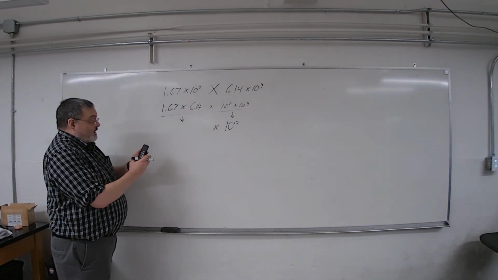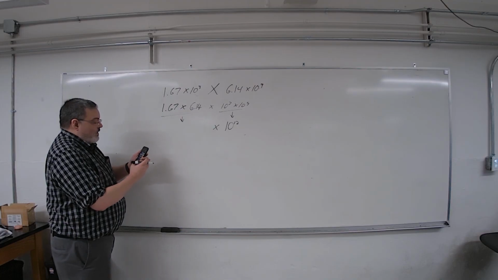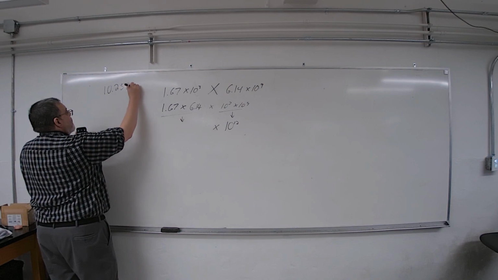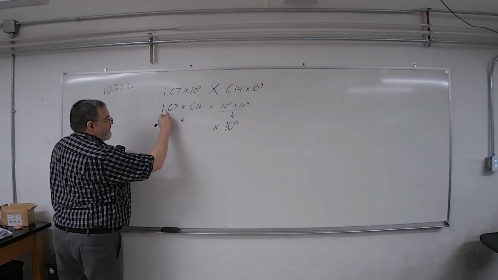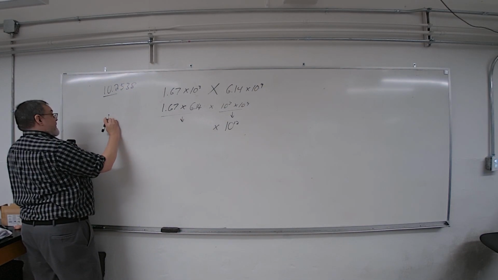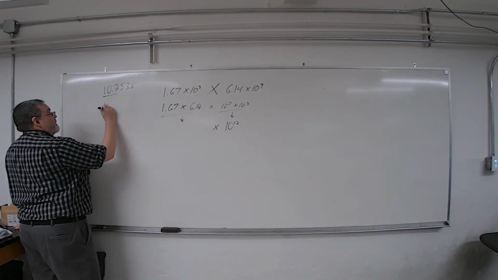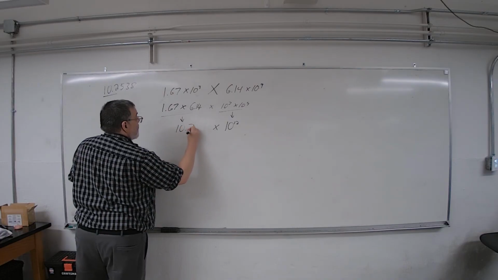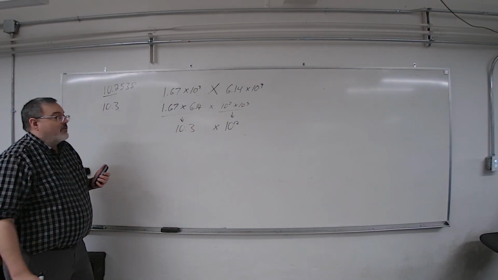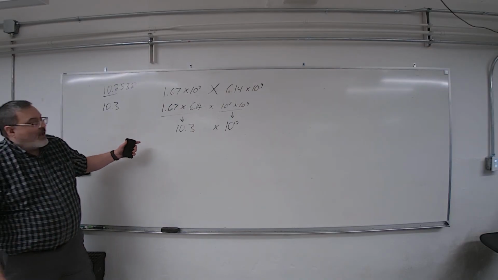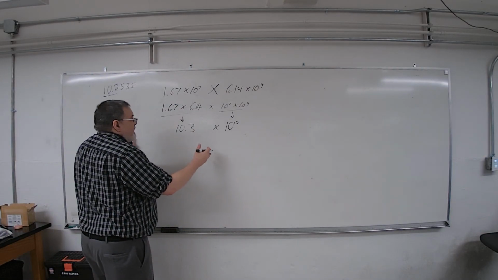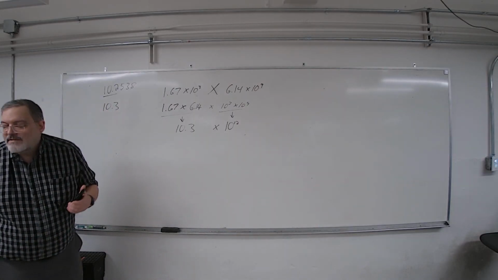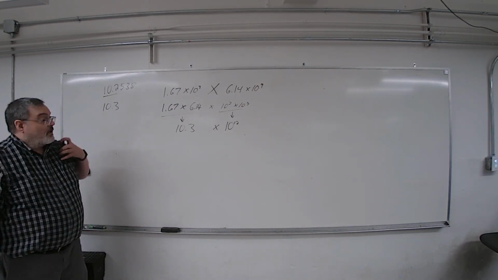1.67 times 6.14. My calculator says, three significant figures. I'm keeping those. The 5 rounds the 2. So my answer to all of this is 10.3 times 10 to the 12. And yeah, I realize it just so happened I ended up with an answer that had a power of 10 in it. It's in scientific notation, it's just not in standard scientific notation.